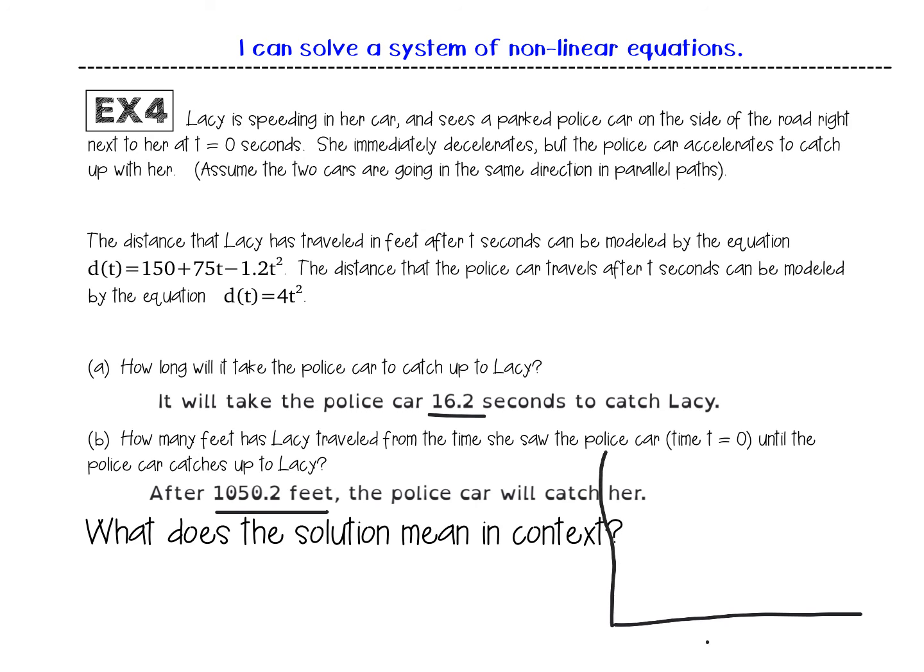is if this is time and this is feet, so we've got Lacey and she's speeding, and then at t equals 0 seconds, so at the start of the story, she starts decelerating. So that's going to be an upside down quadratic because that a is negative. And then the police car is parked here, and he starts accelerating. So I'm looking for this point of intersection, and that's what my calculator can do for me.